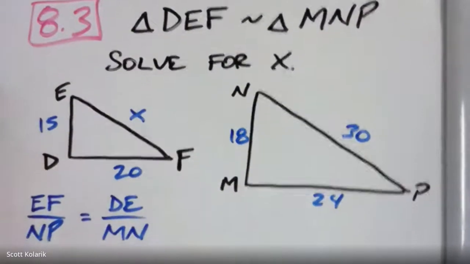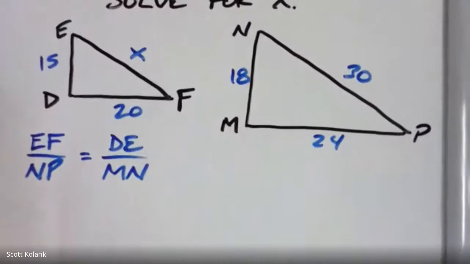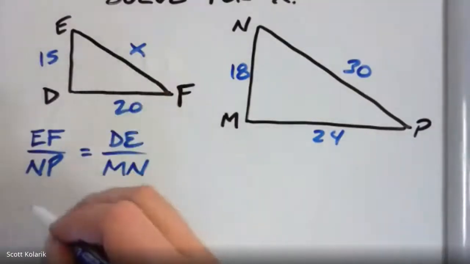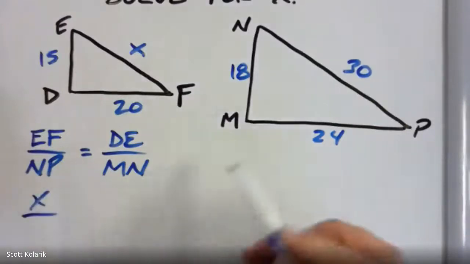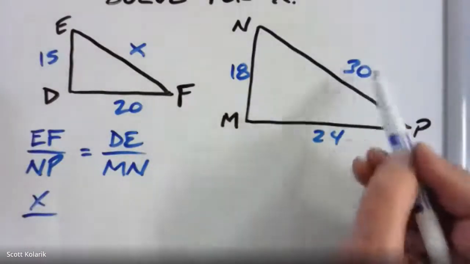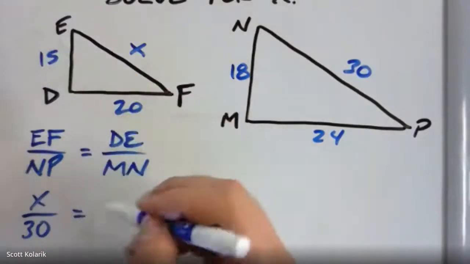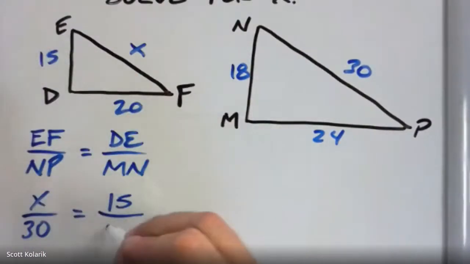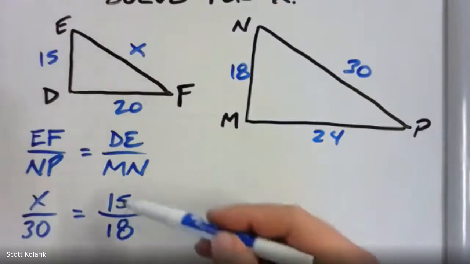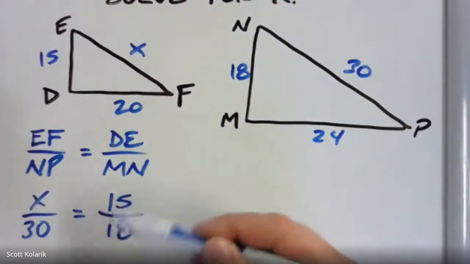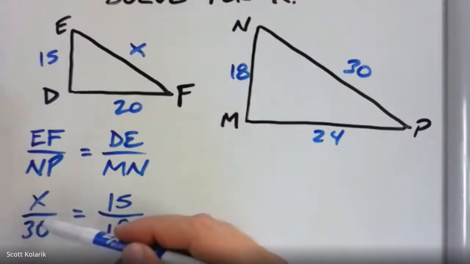It's just that in this case, I'm going to deal with an unknown that I'm solving for, X. So EF, there's my unknown. This one's going to be X. NP, this one right here, ends up being 30. DE, that's another piece I know, that's 15. And MN ends up being 18. So I know both of these. This will end up reducing to something. That value will end up being my K, my scale factor in this case. And whatever this ends up reducing to, it has to be the same.